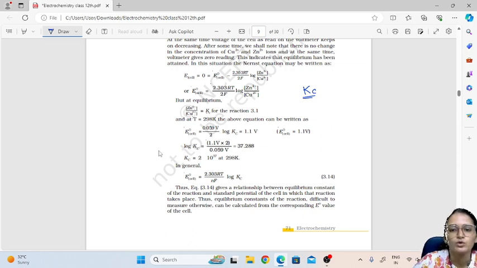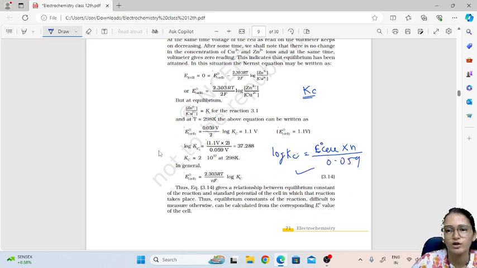So how will we write the equation for Kc in terms of E naught of cell? That we will see. E naught of cell is equal to 0.059 by 2, in terms of a Daniell cell or galvanic cell. But if you take this equation with log Kc, the equilibrium constant, then we can write it in general as log Kc is equal to E naught of cell into N divided by 0.059. So this is a general equation to find log Kc.